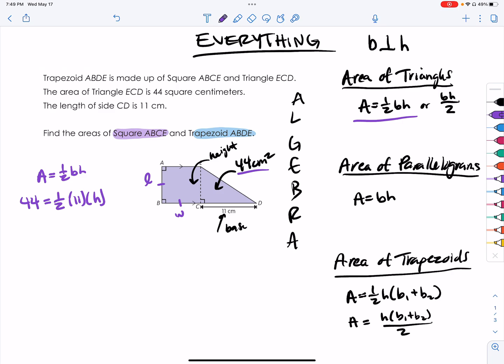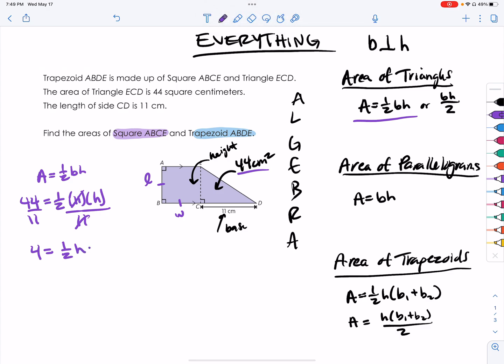So instead, what I'm going to do, there's a couple routes you can go, is I'm going to divide both sides by 11. Because if I divide this side by 11 and this side by 11, these two 11s are going to simplify down to a 1, which essentially cancels them out. And 44 divided by 11 is 4. Pretty easy. So I know 4 is equal to 1/2 of h.